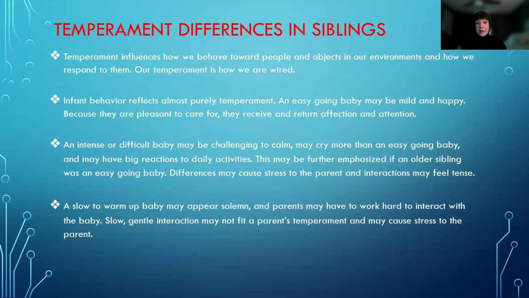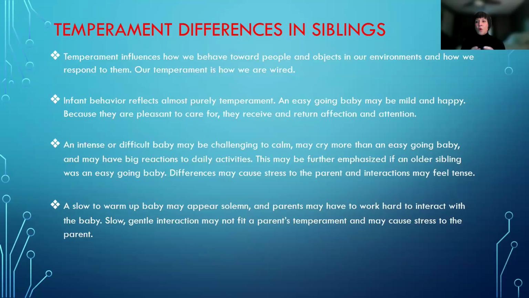An intense or difficult baby might be challenging to calm. They might cry a lot. They might have big reactions to things that happen to them. This is especially interesting if your first baby or a different baby was very easygoing. The differences in temperament can cause a lot of stress to us as parents. And the interactions with that more difficult baby become more stressful. And it's just kind of a cycle, right? The easygoing baby is easy to care for and give affection to and pay attention to. The intense, difficult baby, before you even go in to interact with them, you're anxious because you know it's going to be a challenge. And of course, we love all babies, but babies have different temperaments, and it can be a challenge.